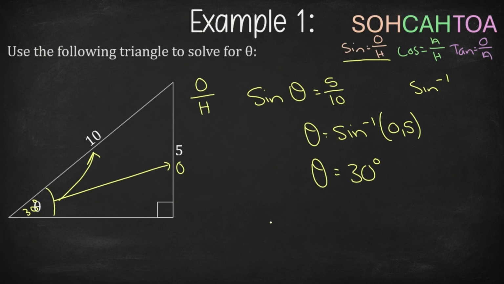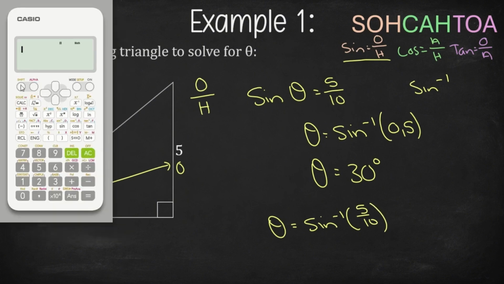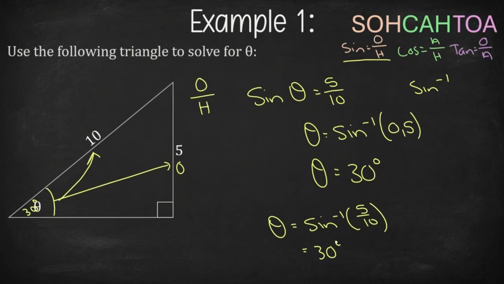Let me show you what would have happened if you had decided to keep the fraction. So you're going to write theta is equal to sine to the -1 and then 5 over 10. So let's just punch that into the calculator. You will press the shift button, then the sine button. So you'll see sine to the -1, then 5 over 10, and that is equal to 30. So it gives you exactly the same answer.